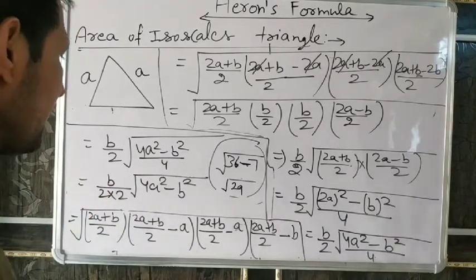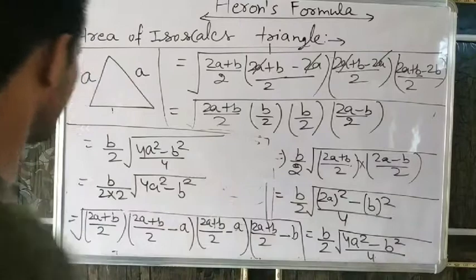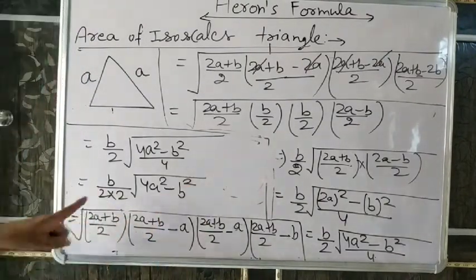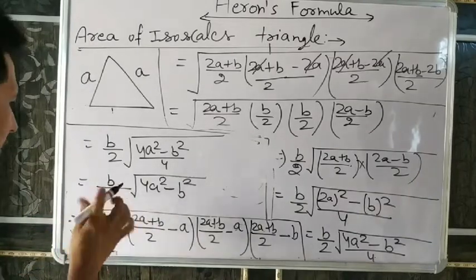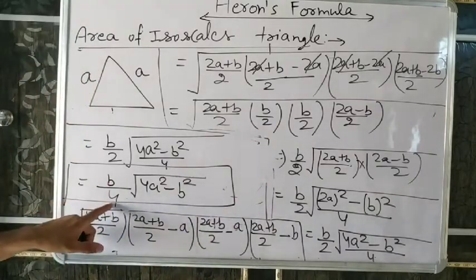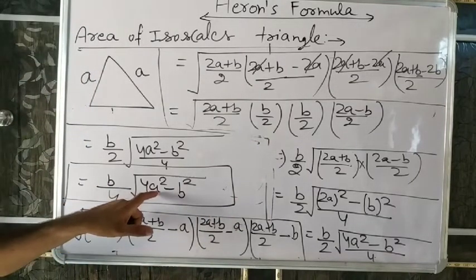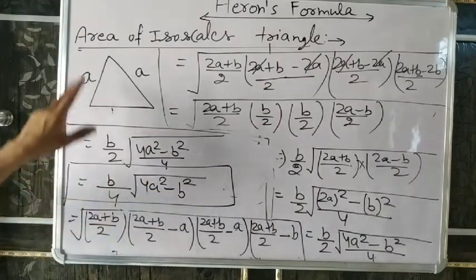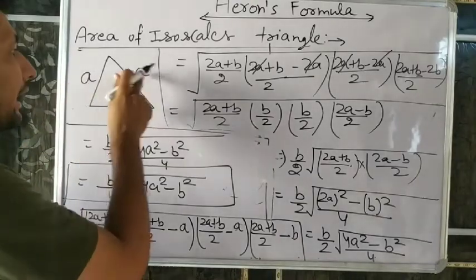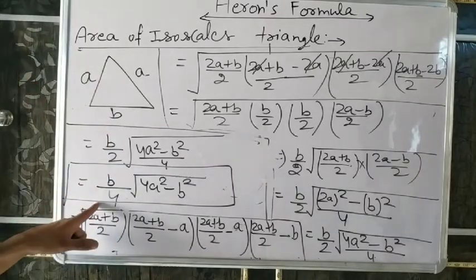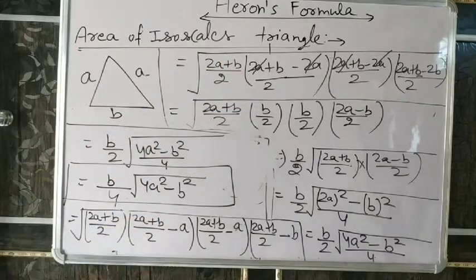Understand? Very good. So what is the area of the isosceles triangle? It becomes b, 2 into 2, 4. So the formula is b divided by 4 into the square root of 4a square minus b square. And b is what? Base, the unequal side. Equal sides are a, and the unequal side is b. So b divided by 4. Do you understand? So check it again.